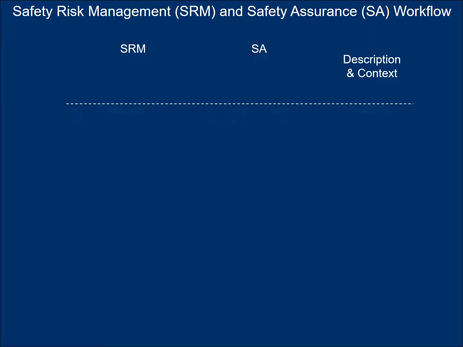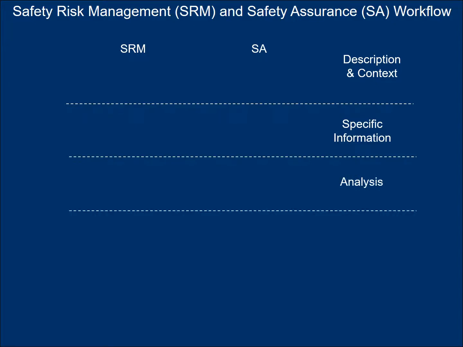Step 1 is to gain a fundamental understanding of the problem, design, and context. Step 2 is to gather information about the system elements that are relevant to decisions to be made and actions to be taken, specific information. Step 3 is to analyze the data. This is a human activity used to make sense of the data, analysis.